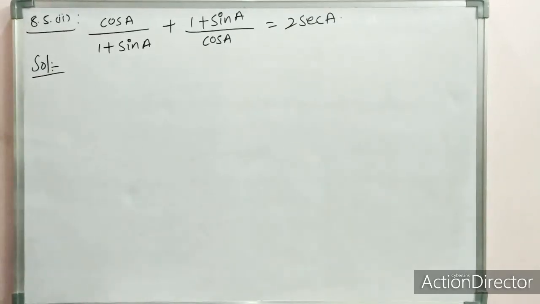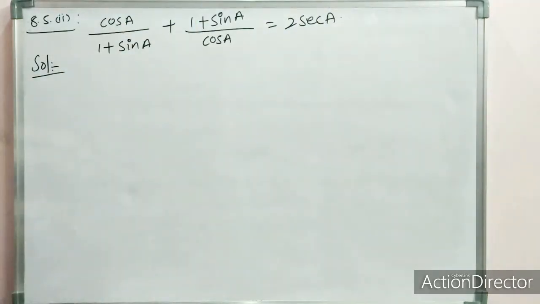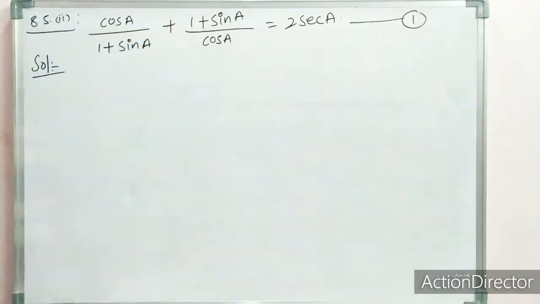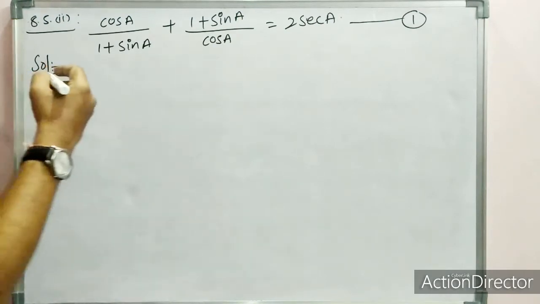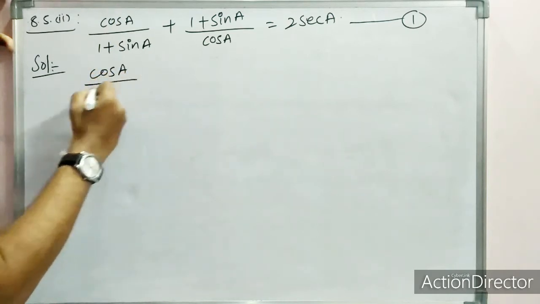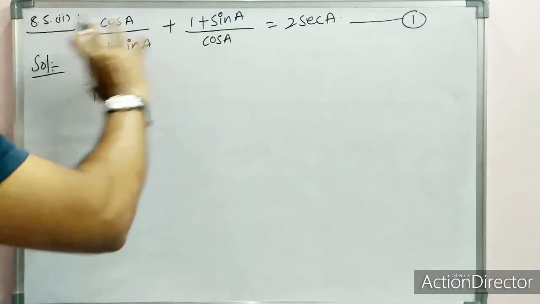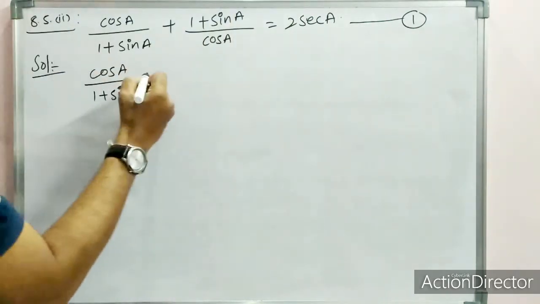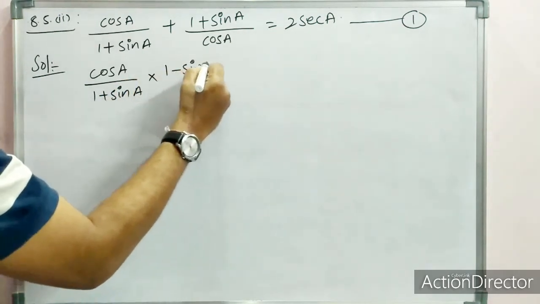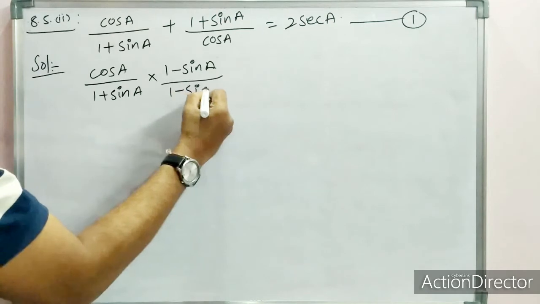Now question number 2, the second identity. We have to prove that these two values are equal to 2 secant theta. For this, let this given question be equation 1. Now take this particular value, cos A by (1 plus sin A). So I am preparing one of the values for this one. I am not taking the whole problem, cos by 1 plus sin. So you multiply with 1 minus sin A, since the denominator here is 1 plus sin A. So you multiply and divide with 1 minus sin A.